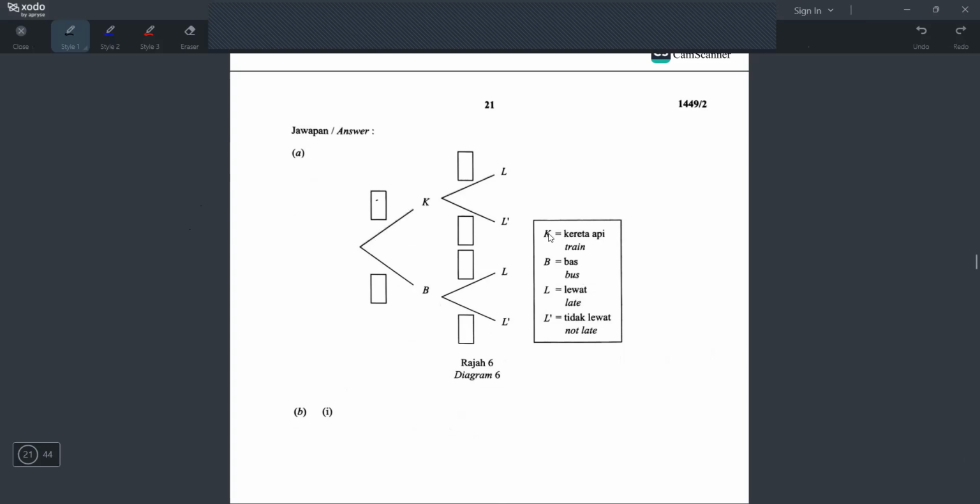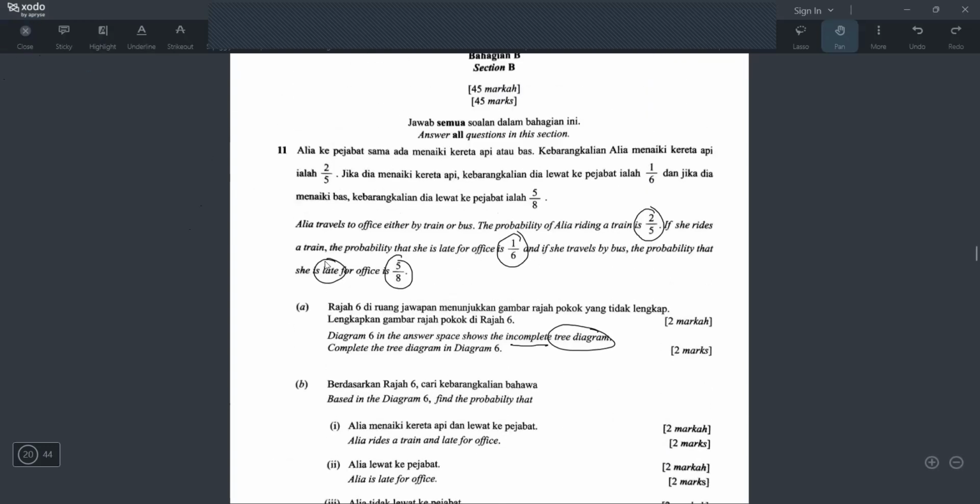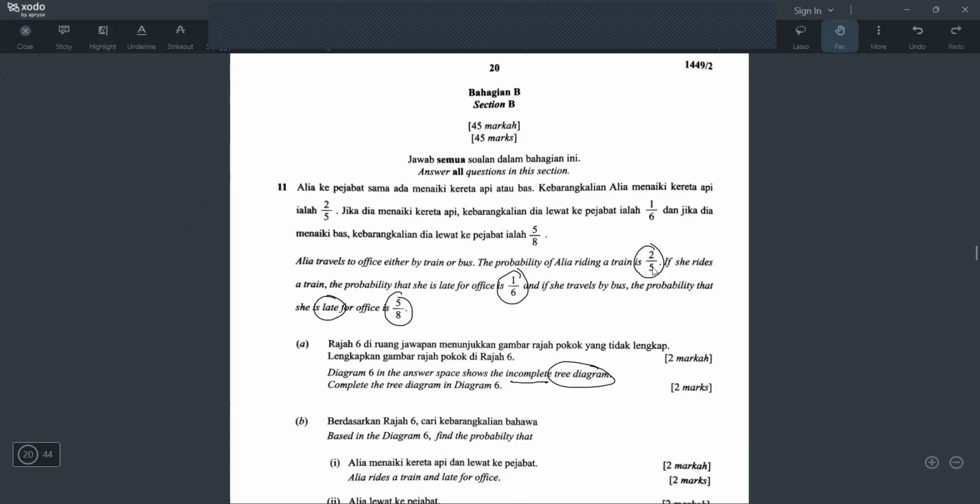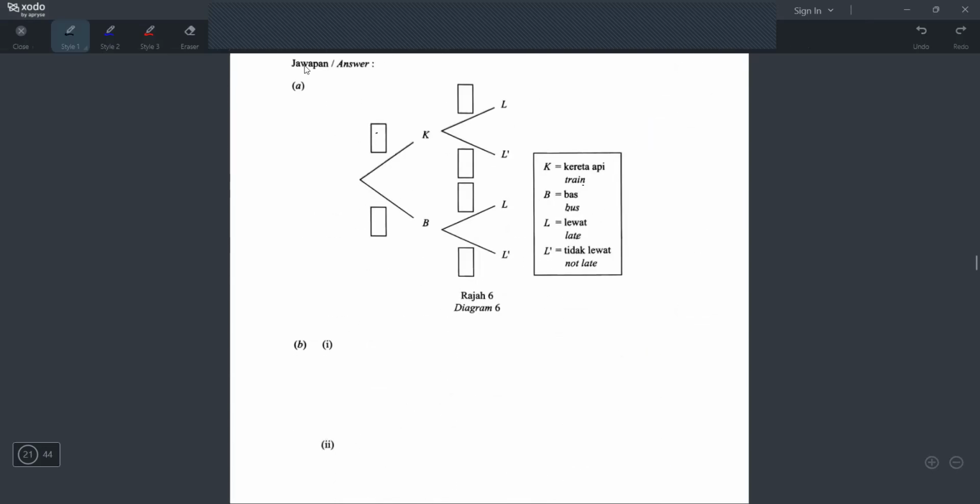So they already mentioned here, K is for train, B is for bus, L is for late, L prime is not late. So I think here I have to put in the probability of train. Okay, I already forget what's the probability of train. Probability of train is 2 over 5. So definitely this is 2 over 5. And let me tell you something. The total here must always be 1. Yeah, same with here. The total here also must be 1. The total here must be 1 also. Okay. The total probability is always 1, right?